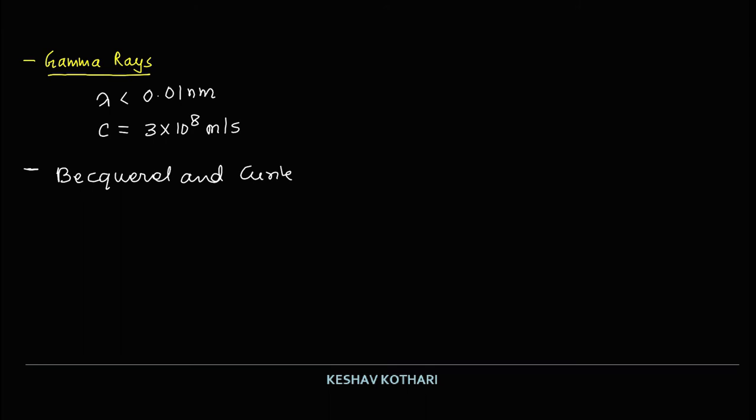Next we talk about the source of the gamma rays. The source: they are obtained in radioactive emissions when the nucleus of radioactive atoms passes from the excited state to the ground state. They are also present in cosmic radiations. So over here I am just naming radioactive substance and cosmic radiation.